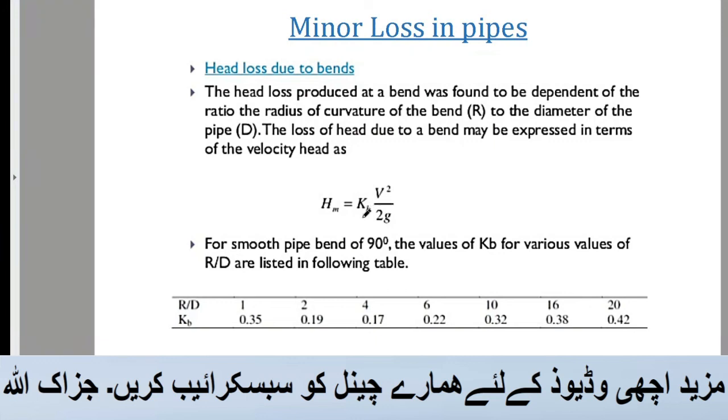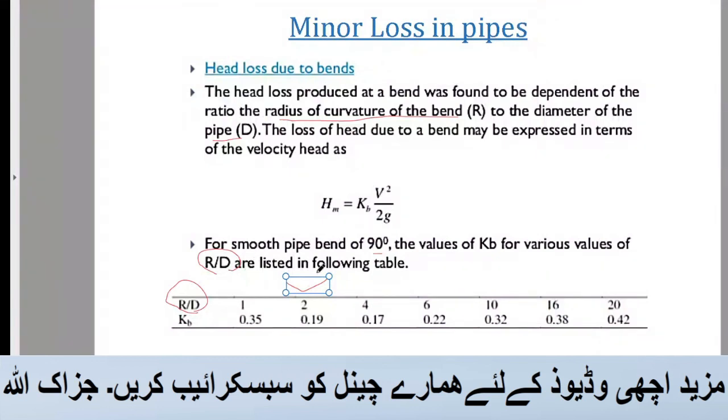So what is Kb? Kb is the bend coefficient. Here is also a table used for the calculation of the value of Kb. So for smooth bend pipes, it is 90 degree. The value of Kb for various values of R by D is listed below. R is the radius of curvature of the bend and D is the diameter of the pipe. R by D is the ratio used for the pipe fittings.